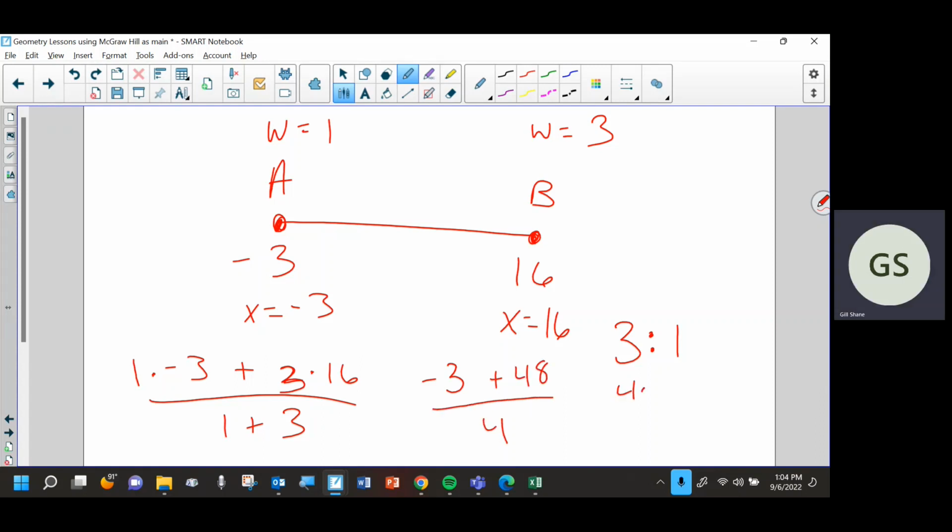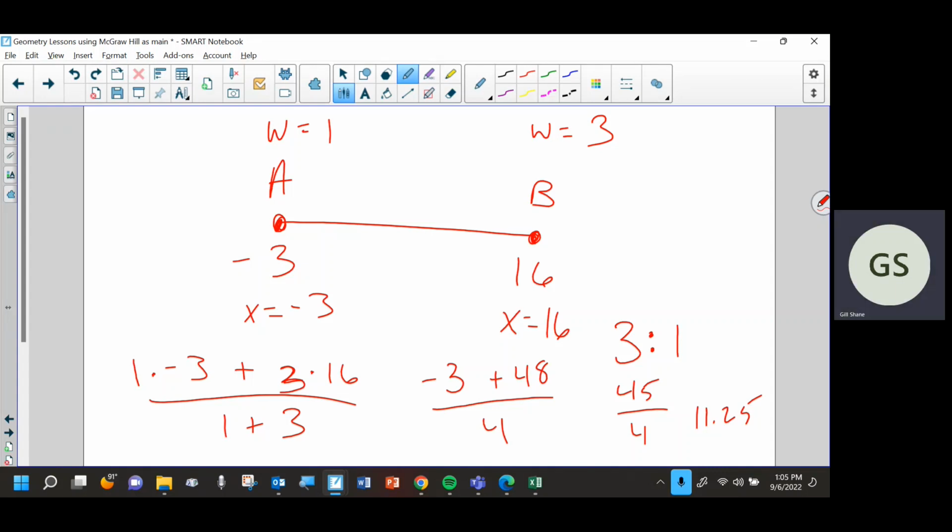So you should have gotten 45 divided by 4, or what is that, 11.25? So if you got 11.25, that's the partitioning quiz right there. It's just now when you get the ratio, you're going to flip it around. So you'll take the second part of the ratio.